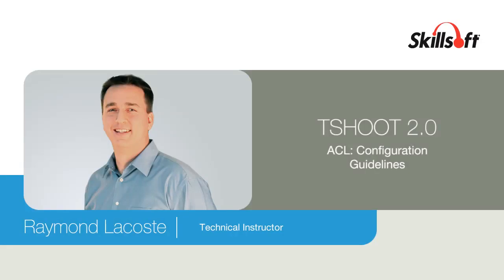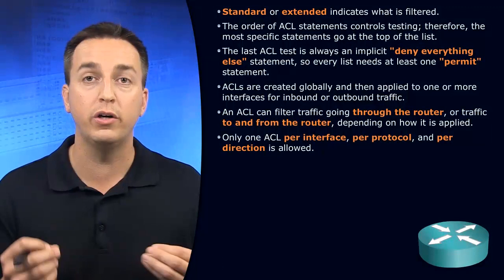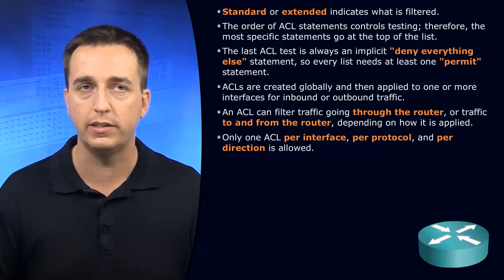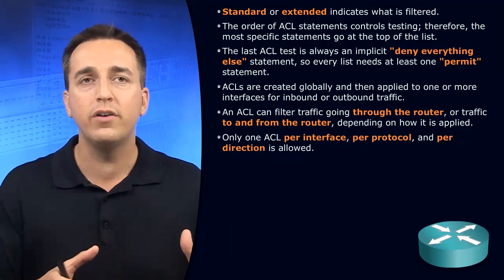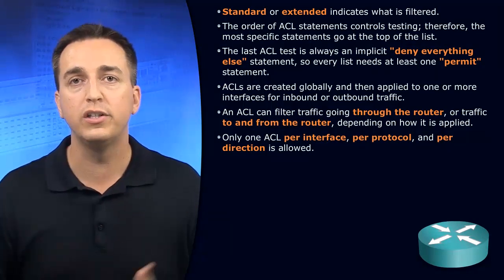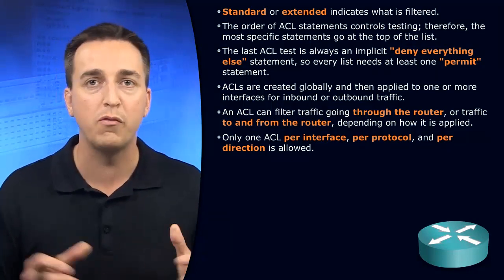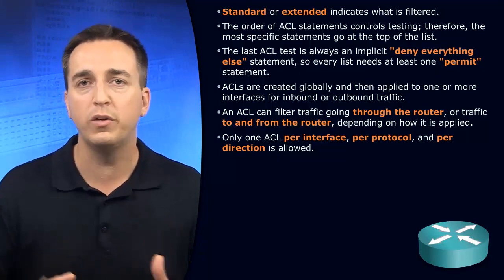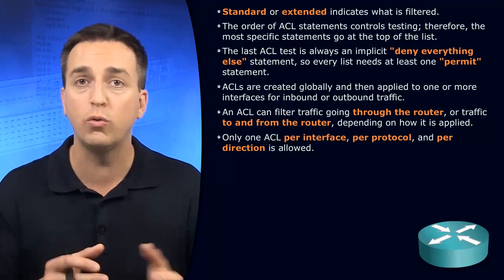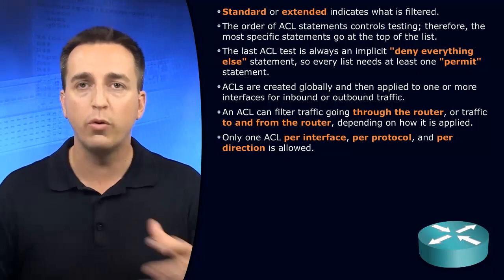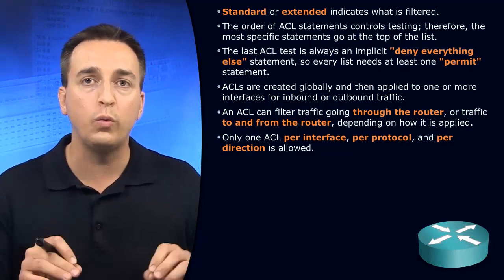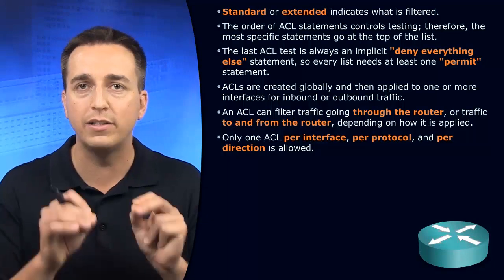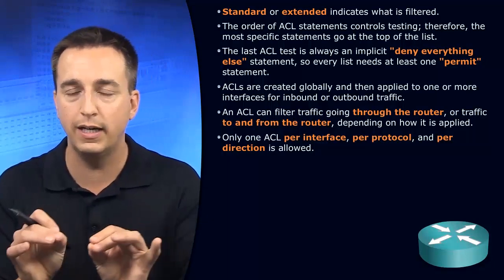Here you see a listing of items that you want to keep in mind as you are troubleshooting access control lists. First one is the difference between standard and extended. With standard, we are only filtering based on the source IP address within a packet. However, with extended, we are going to be dealing with source and destination IP addresses, source and destination port numbers, protocols as well.